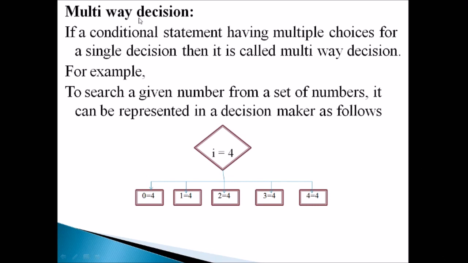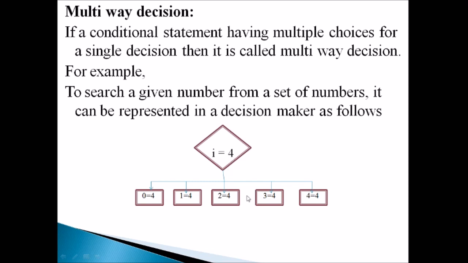And the third one, multi-way decision. Multi-way decision is nothing but if a condition is having more than three choices, then it is called multi-way decision. For example, we can say to search a given number from a set of numbers, we may have a number of different choices. So that is given here in a diagram. I equal to 4, it's a condition.